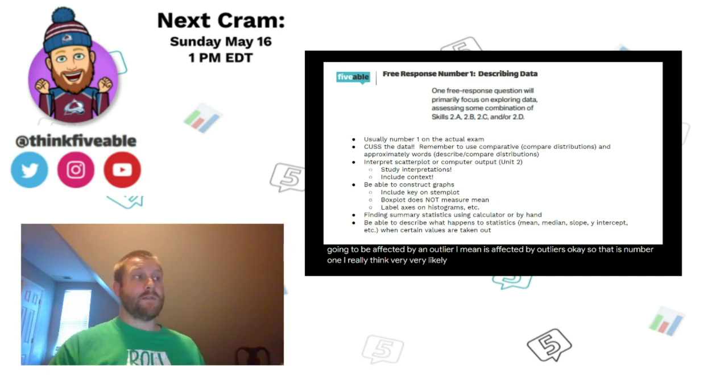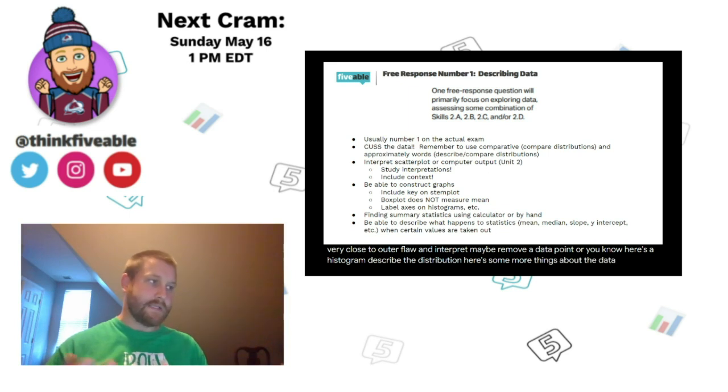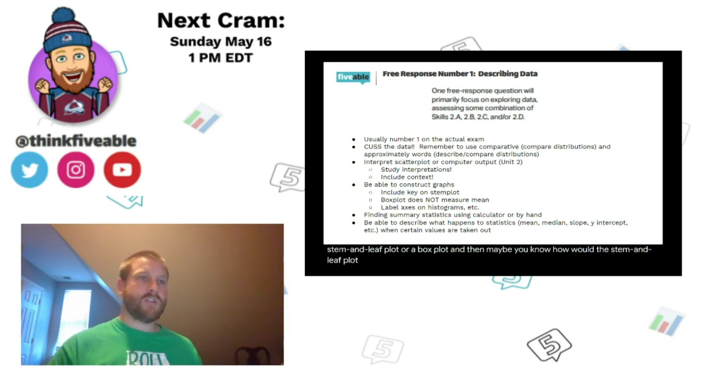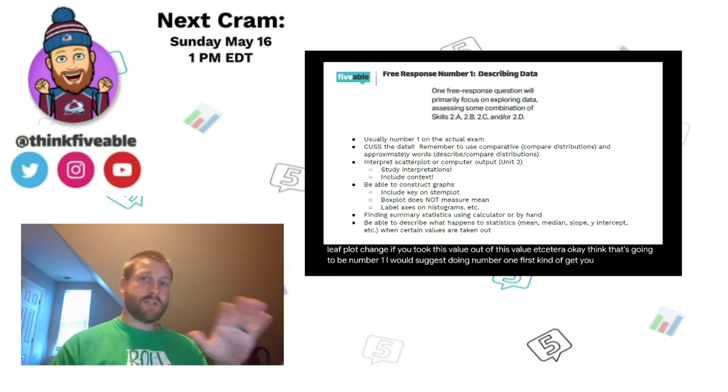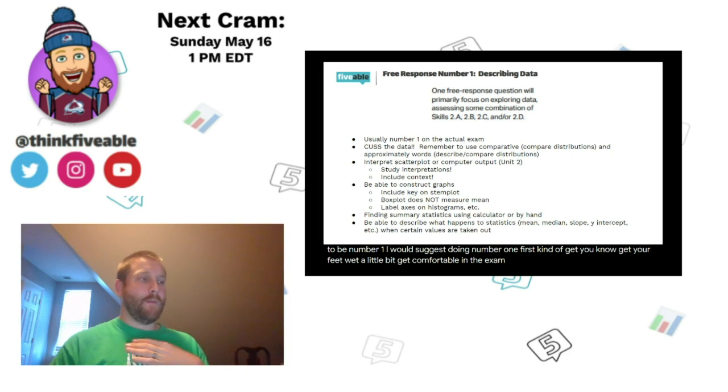I really think it's very, very likely that number 1 on your exam on May 17th will be very, very close to one of those two things. A scatter plot and interpret, maybe remove a data point, or here's a histogram, describe the distribution, here's some more things about the data, create a stem and leaf plot or box plot. How would the stem and leaf plot change if you took this value out, added this value, etc. I think that's going to be number 1. I would suggest doing number 1 first. Kind of get your feet wet a little bit, get comfortable in the exam. Hopefully give you a little bit of confidence moving forward. Different strategies, but I would do number 1 first.